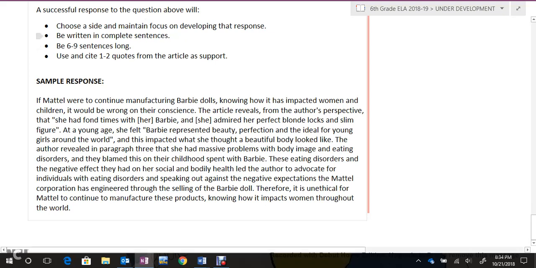Basically, a complete response needs to be 6 to 9 sentences long, in complete sentences. It needs at least 1 to 2 quotes. I'm not too worried about citing yet. We will get better at that as the year goes on, but at least 1 to 2 quotes incorporated, like these are incorporated. I don't expect it to be perfect, but give it a try.